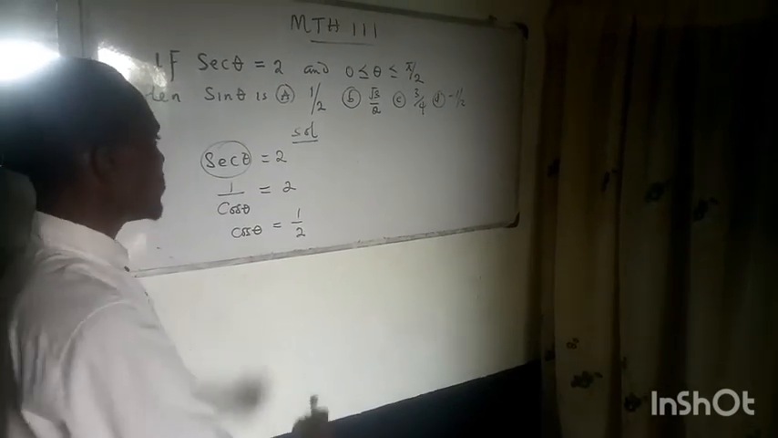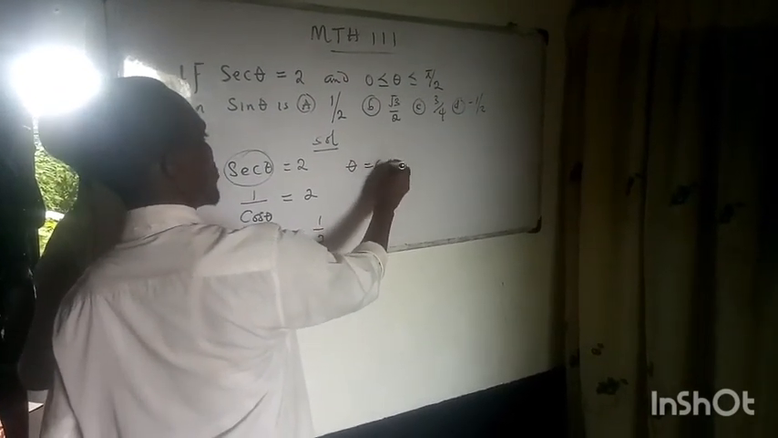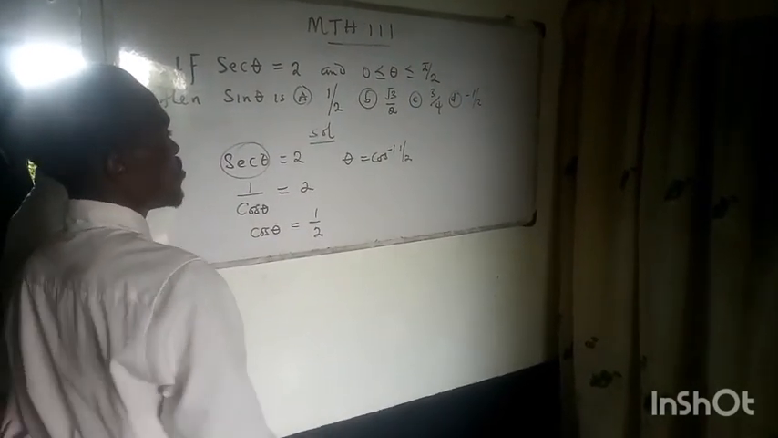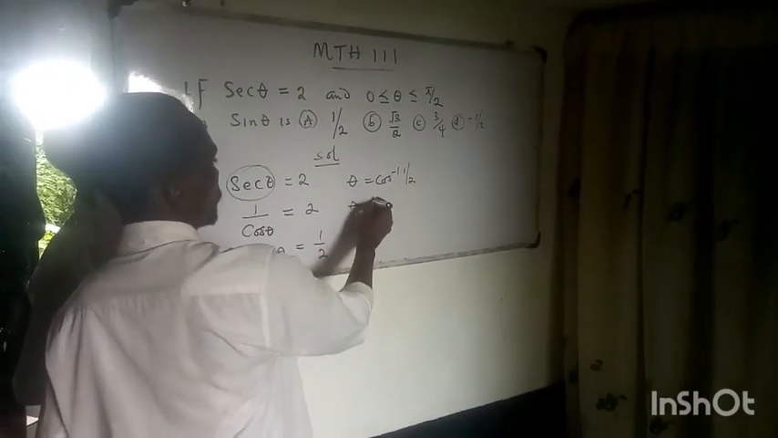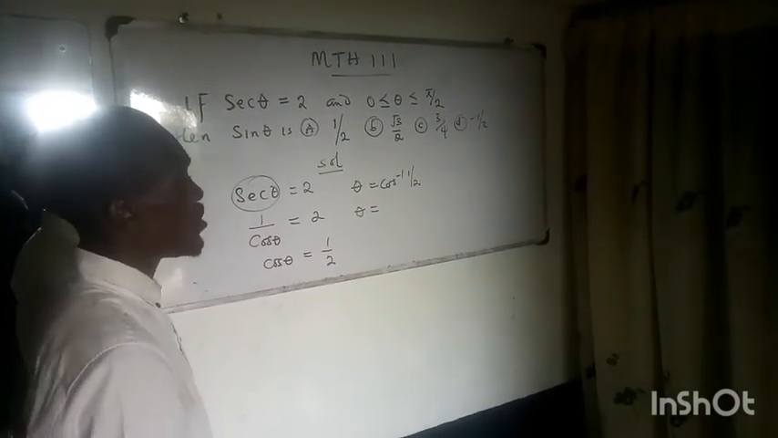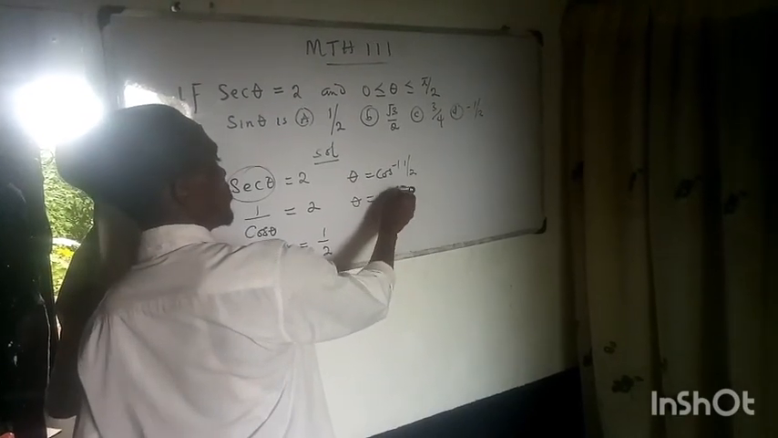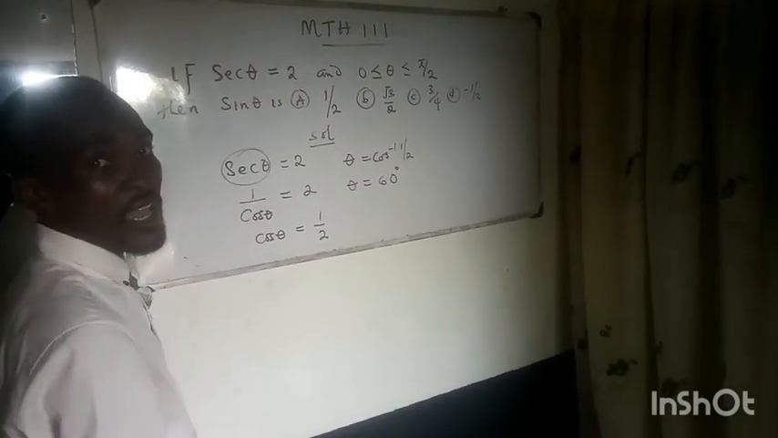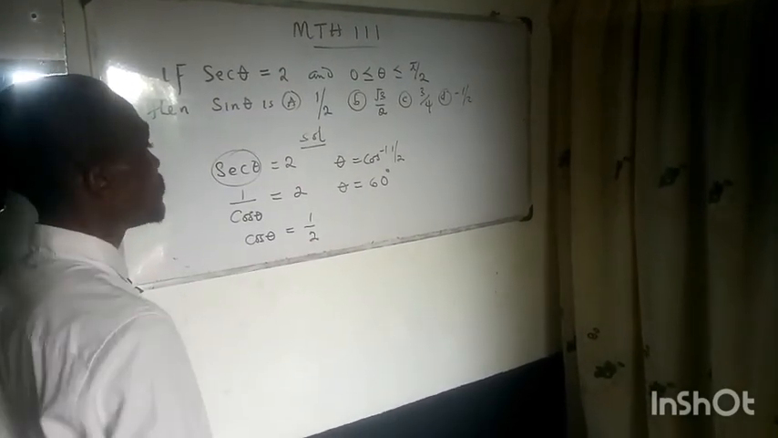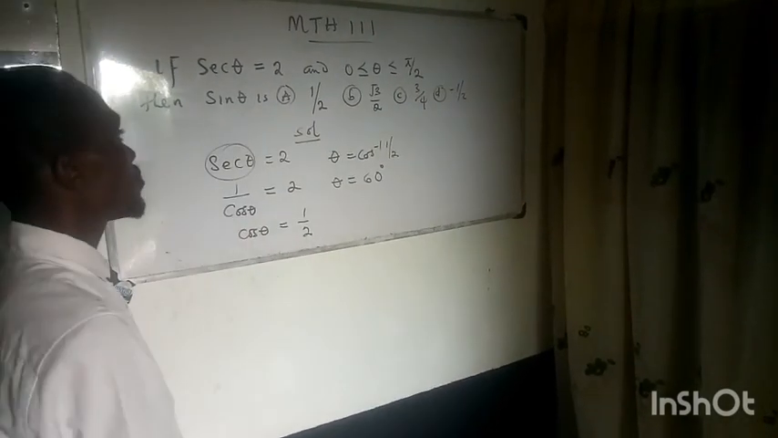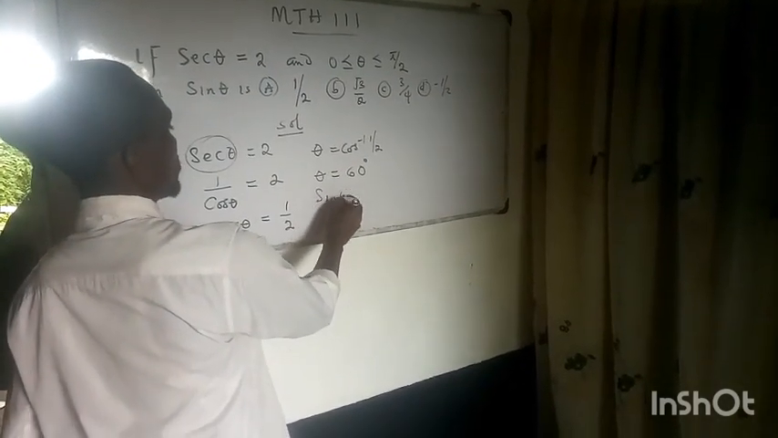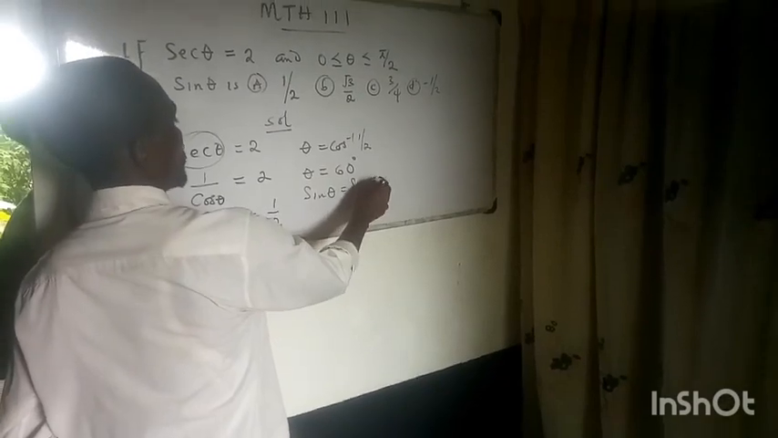So this implies that theta is the cos inverse of 1 over 2. Now, what is cos inverse of 1 over 2? That is the same thing as saying cos inverse of 0.5. That should give us 60 degree, because cos 60 is actually 0.5. So now that we have gotten our theta, we can make a substitution into sine theta. And then when we do that, we should have sine theta is equal to sine 60.